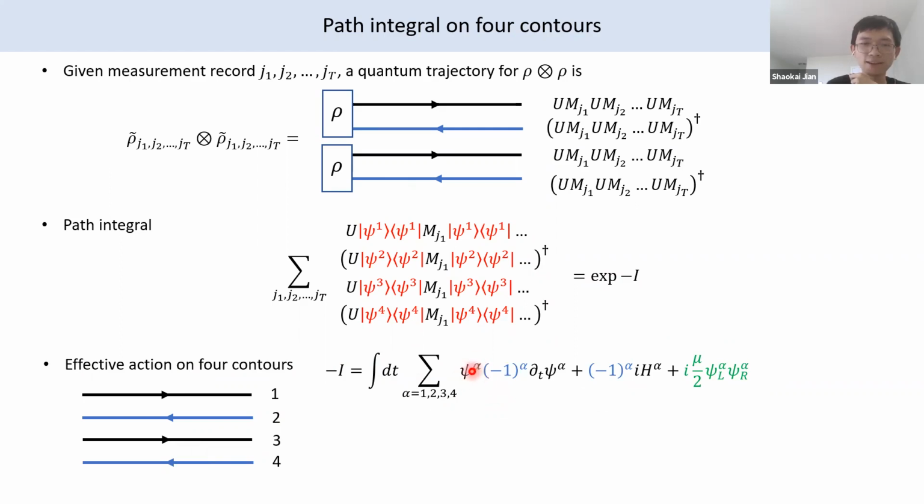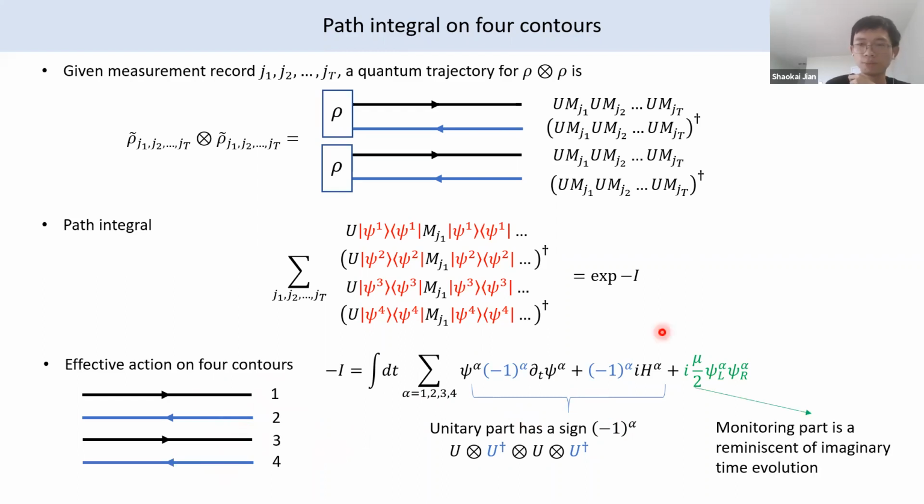Remember, psi alpha is the Majorana fermion living on each contour. So basically there are two parts. One is from the unitary evolution. And this part has a sign (-1)^alpha. That is because two of the contours are going forward and two are going backwards. We also have this monitoring part, and it is reminiscent of imaginary time evolution. It does not have this sign structure. This is because we choose the measurement operator to be Hermitian. So the Hermitian operator does not know about the arrow of time. So there is no such factor.